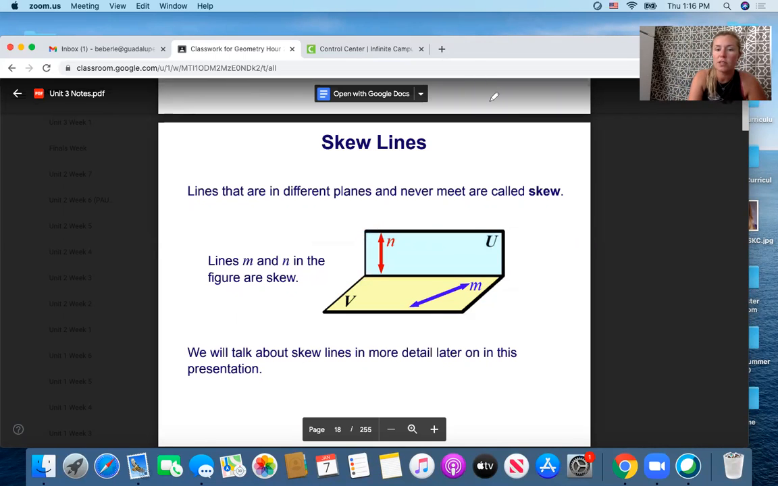Okay, we'll talk about skew lines in more detail later on in this presentation. Essentially, skew lines don't make sense. They're not parallel, they're not perpendicular, they're not on the same plane, and they're not going to touch. They literally don't have anything in common.